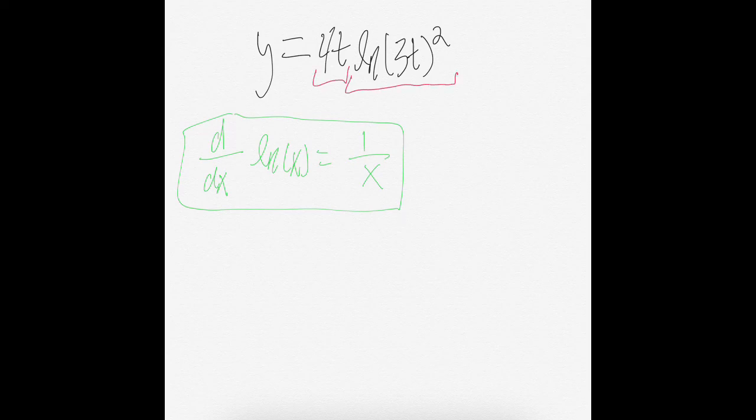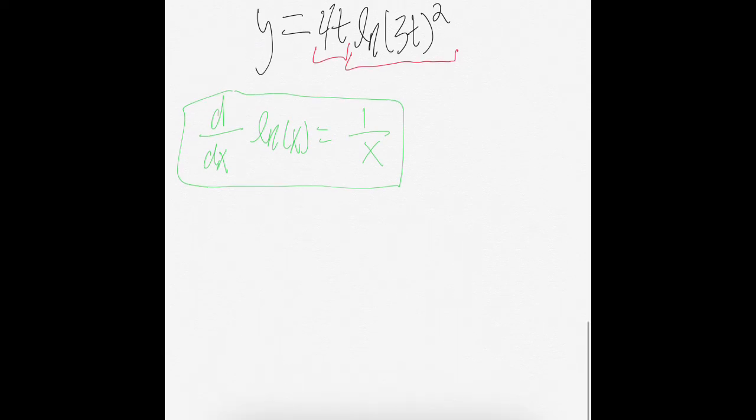For now, I see that my function, so I have y equals 4t times ln of 3t squared. I see that I've got two functions being multiplied together here, this 4t and ln of 3t squared. So that means I'm going to have to use product rule.